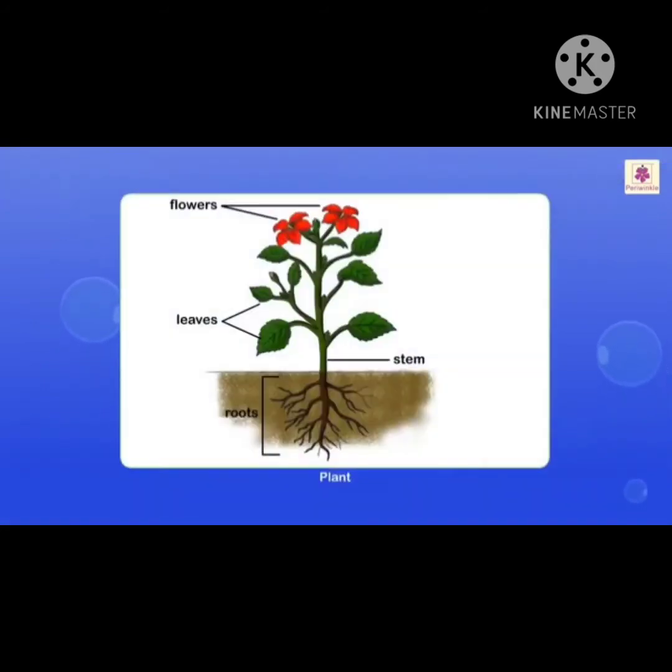A plant consists of 4 parts: roots, stem, leaves, and flowers. Each part plays an important role. The different parts of a plant.